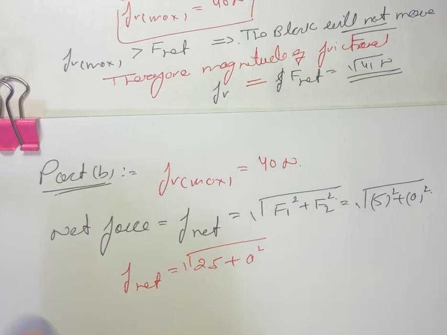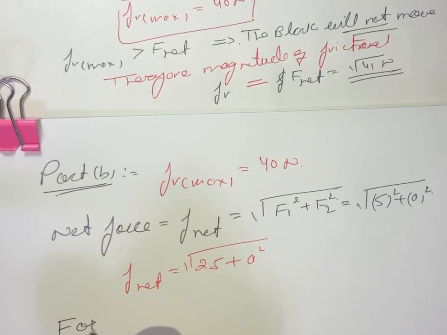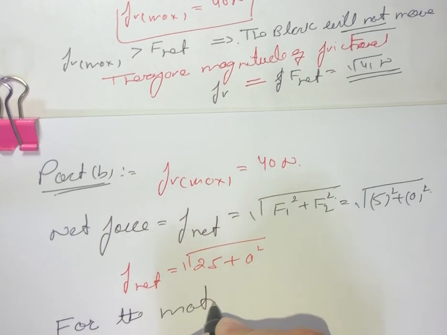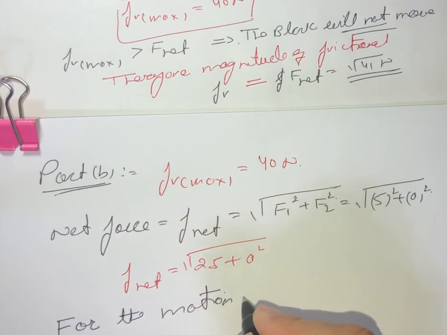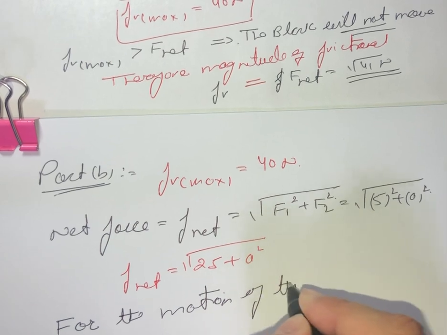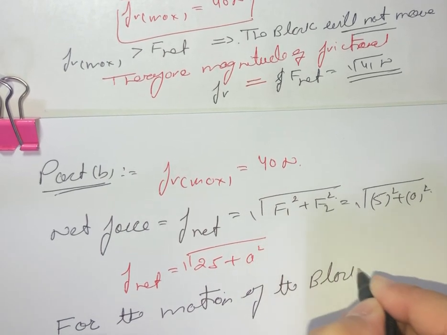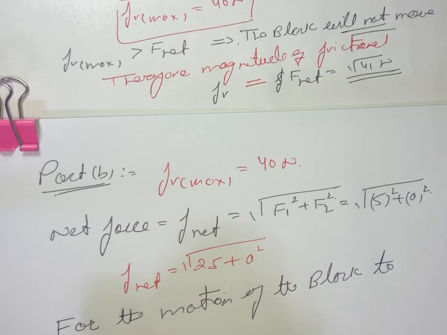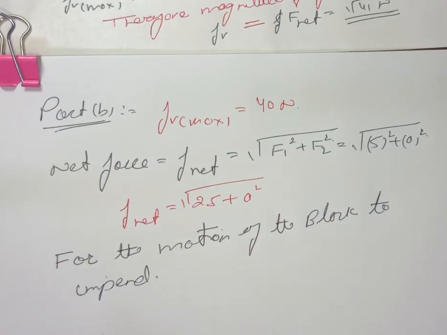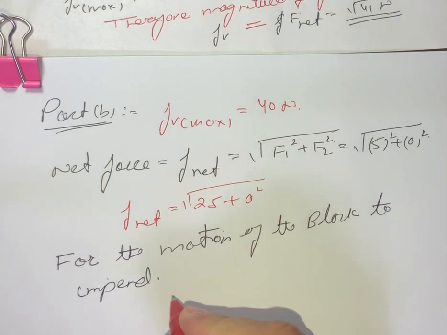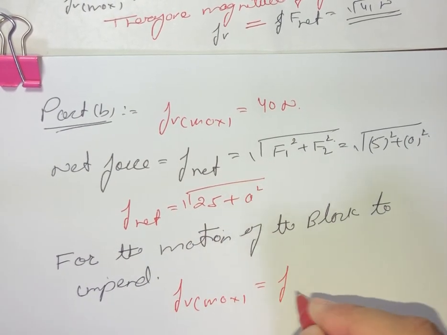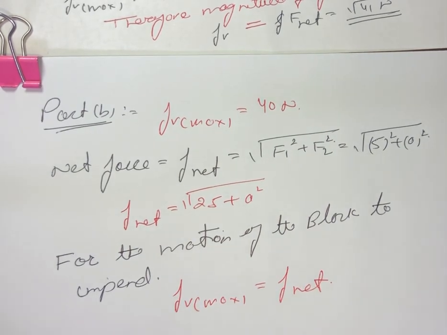So we can write for the motion of the block to impend, Fr max should be equal to F net.